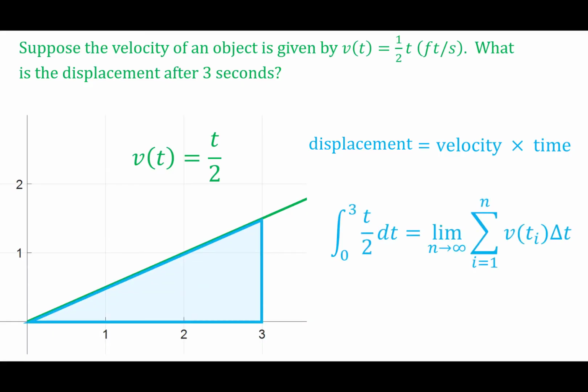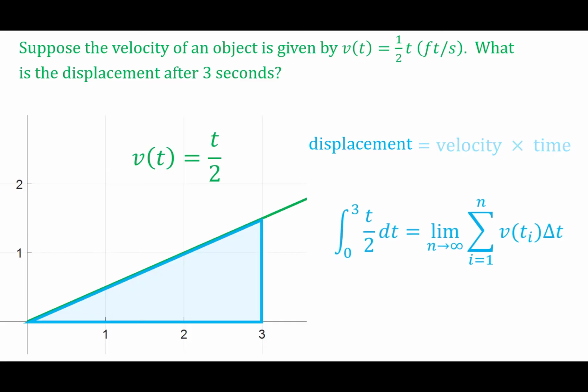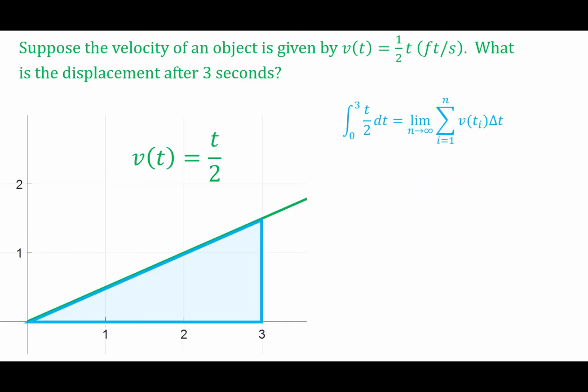And we introduced that new notation in the last section. That'd be the integral from 0 to 3 of t divided by 2 dt. But in this case, we don't actually have to evaluate the limit because the area under the curve is a triangle. And the area of a triangle is 1/2 times the base times the height, which in this case is 9/4.